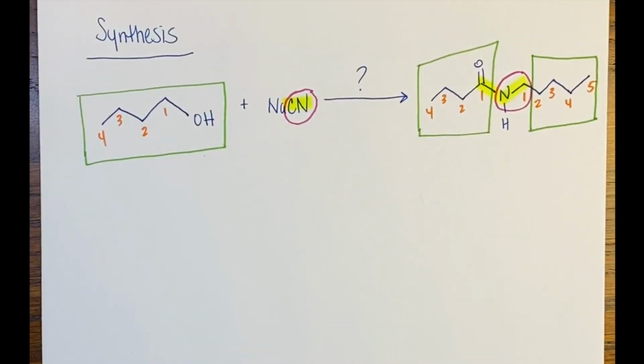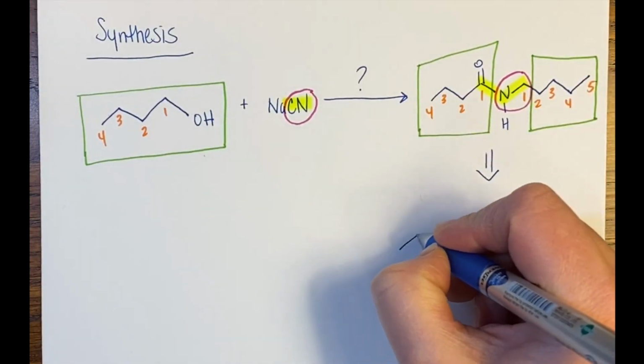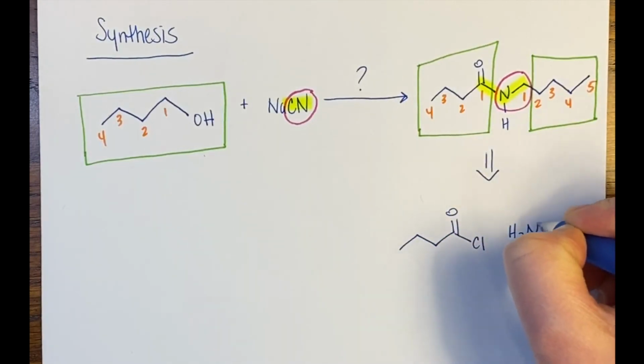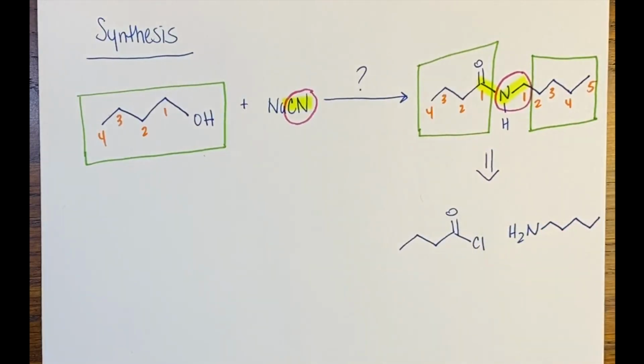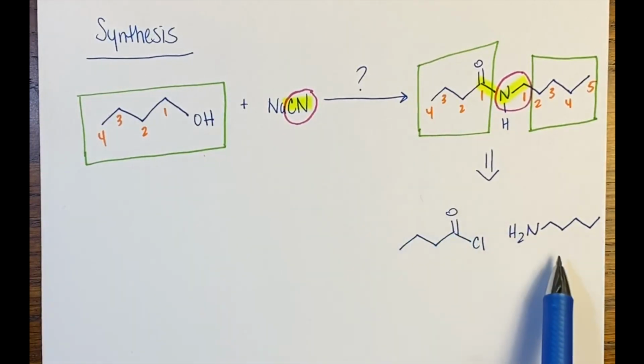So if I think about how this synthesis is going to come together, I'm going to need to bring an amine and another functional group together. So this amide could be made from an acid chloride and an amine, like this. I've got the 4 carbons in my acid chloride, and I've got 5 carbons in my amine. Now I have to figure out how to convert my 4-carbon alcohol to the 4-carbon acid chloride, and how to convert my 4-carbon alcohol in combination with the cyanide ion to my 5-carbon amine.